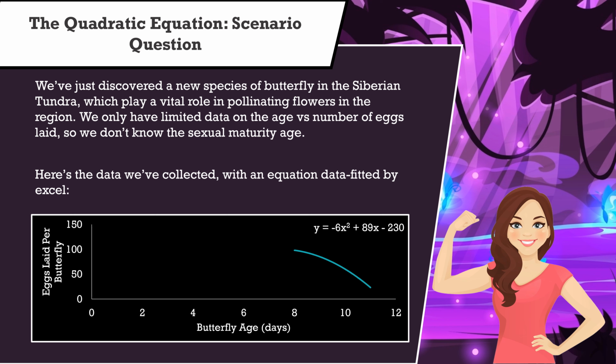We only have limited data on the age versus number of eggs laid, so we don't know the sexual maturity age, which is very important ecological data. Wow, how am I speaking about sex ed for butterflies? Who wrote this? Oh wait, I did. Never mind. Anyway, here's the data we've collected with an equation fitted by Excel, with the graph currently having an equation of y is equal to minus 6x squared plus 89x minus 230.